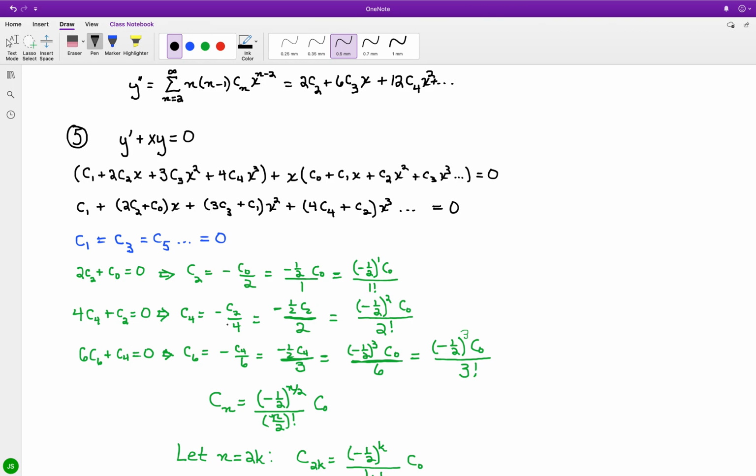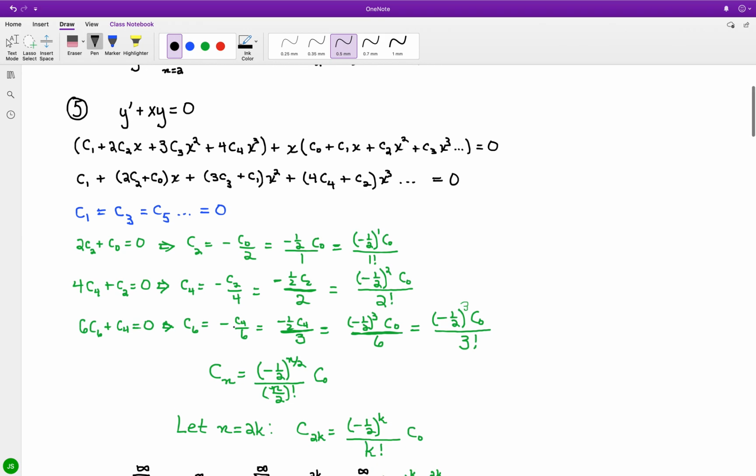For c of 4, I would have negative 1/4 of c of 2, and borrowing from c of 2, in this case, negative 1/2 times negative 1/2, which would be negative 1/2 squared. Again, the 1/2 times 1 translates to 2 factorial in the denominator. Now for c of 6, in the same manner, we have negative 1/6 of c of 4, and adopting what we have for c of 4, you're going to have negative 1/2 cubed, c naught over 6, and 6 is 3 factorial.